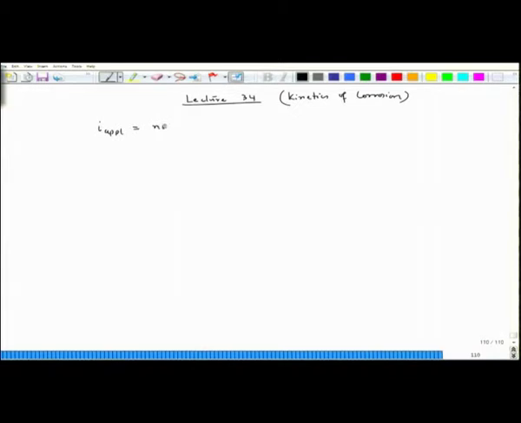Butler-Volmer equation, which is nF C_O k_0 exponential minus alpha nF by RT (E minus E0) minus nF C_R k_0 exponential (1 minus alpha) nF (E minus E0) by RT. This is the Butler-Volmer equation.